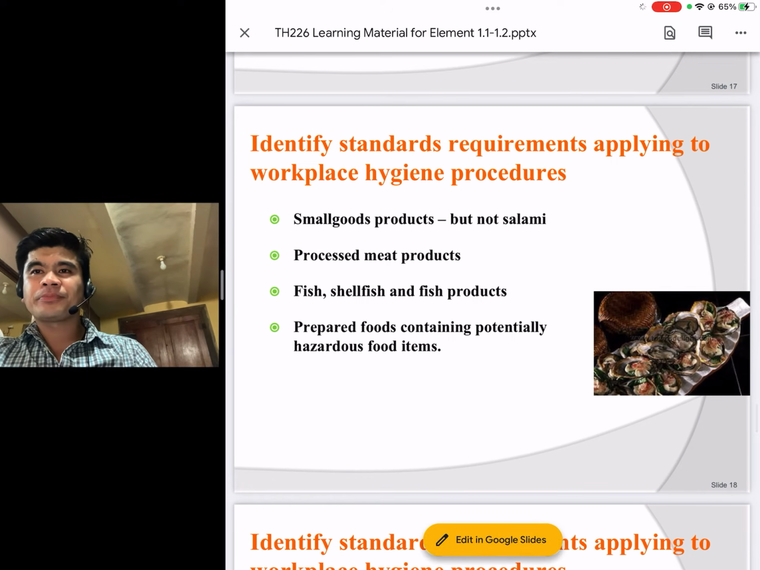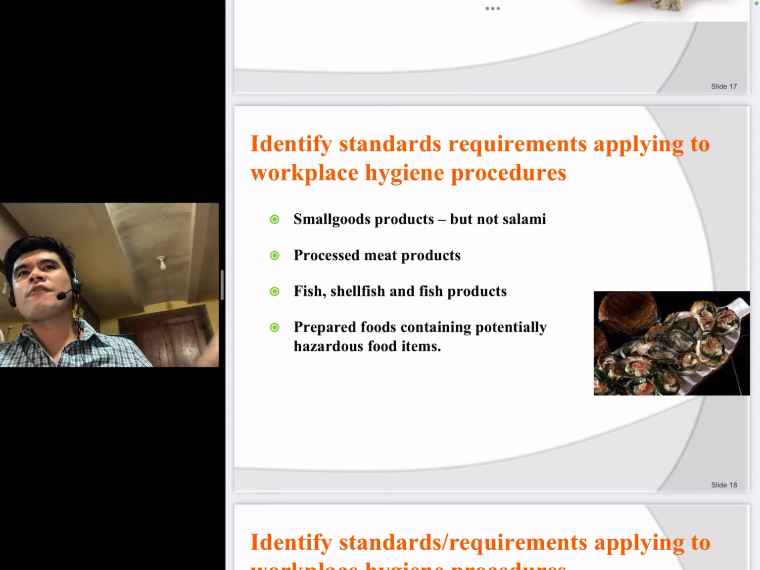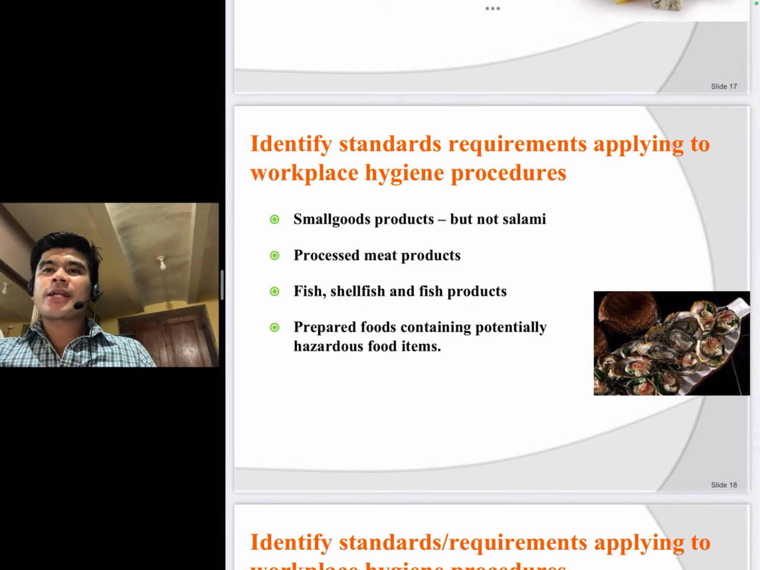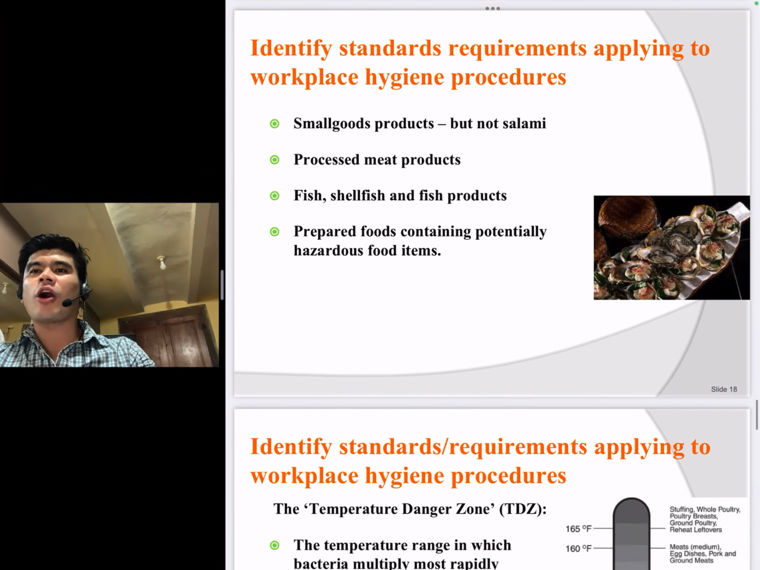Next, processed meats. Whenever you receive processed meats, they need to be refrigerated right away. There's no way you're going to leave them for more than 5 or 10 minutes at room temperature. Next, we have fish, shellfish, and fish products. Those are under potentially hazardous food. Prepared foods containing potentially hazardous foods, that's how you handle them. Make sure they are not going to be out of the safe temperature.